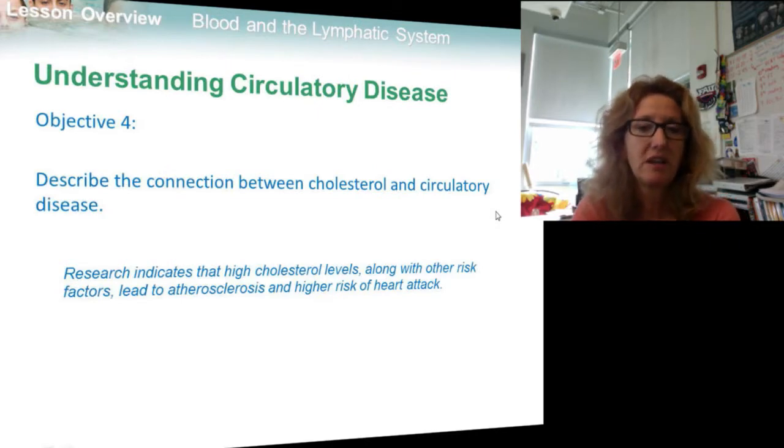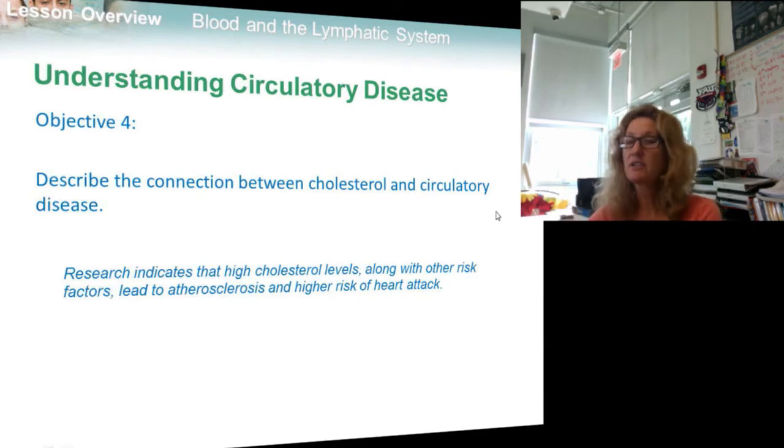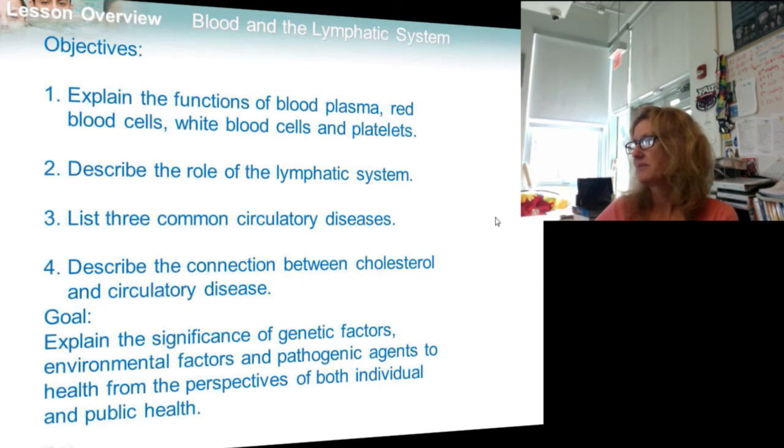Objective 4 was to describe the connection between cholesterol and circulatory disease. The research indicates that high cholesterol levels, along with other risk factors, lead to atherosclerosis and a higher risk of heart attack. And these are our 4 objectives. I hope you know them because they all support explaining the significance of genetic factors, environmental factors, and pathogenic agents to the health and perspective of both the individual and public health.